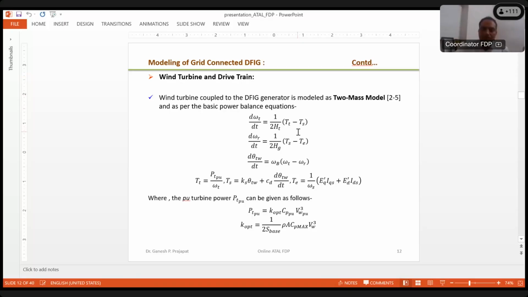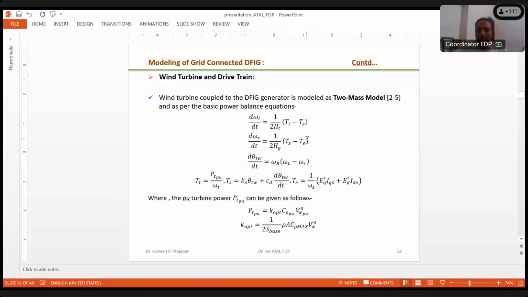So these are the power balance equations: turbine speed balance and then generator speed balance, and this is the shaft twist angle theta TW. Accordingly, these balance equations will make the generator in equilibrium position. The turbine speed is decided by the turbine torque and shaft torque, while the generator speed is decided by the shaft torque available at the shaft, and then the electrical power which is being fed to the grid.